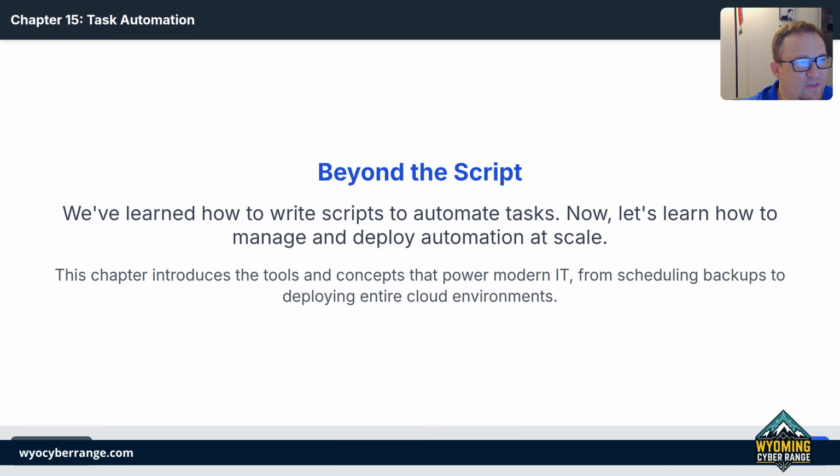So, as we think of this chapter, we're moving beyond the script. We're going to write a script, of course, which is a fundamental skill, but in a professional environment, we need tools to manage those scripts. We need to track their changes and we need to deploy them reliably. So, this chapter is going to introduce the new ecosystem for you that makes large scale automation possible, from scheduling a simple backup to deploying a complex multi server application in the cloud.